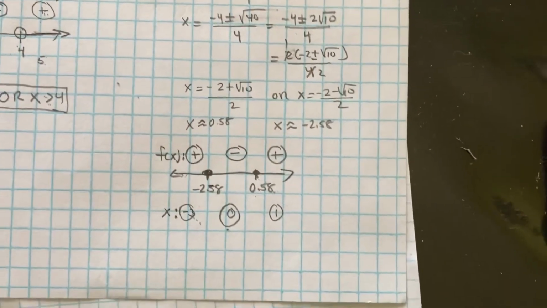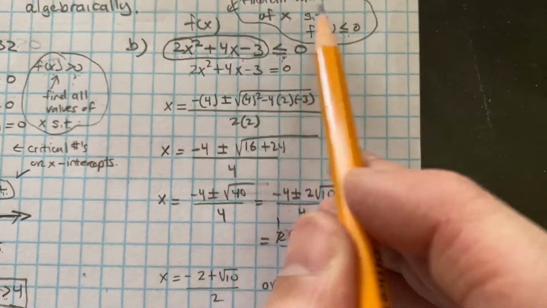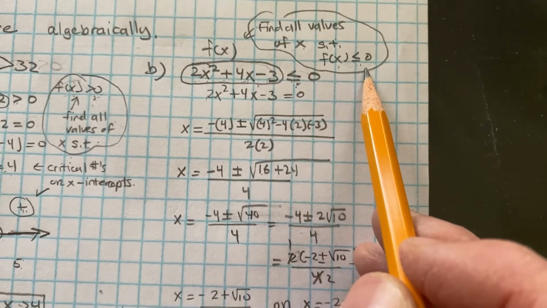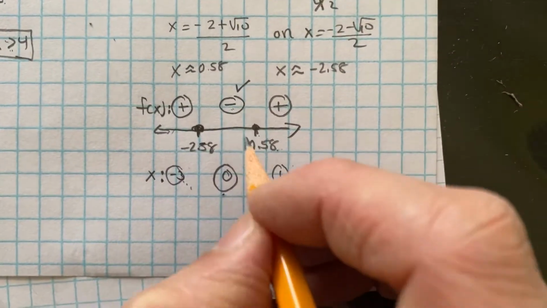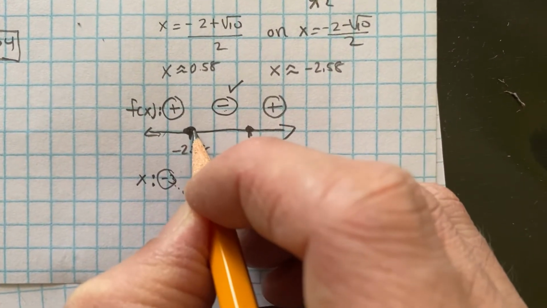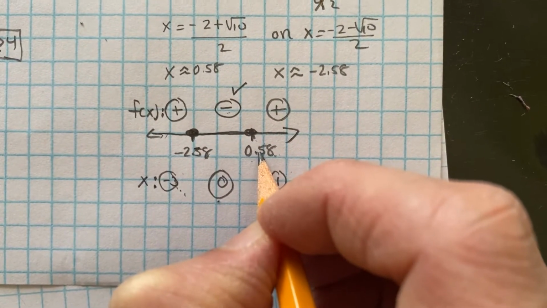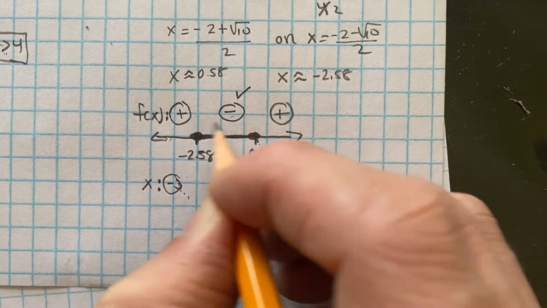All right, so is the answer going to be right here, right here? Well, no, this time it's saying find all x values such that f of x is less than or equal to 0. So I want to see where y is negative. Well, y is negative right here, right? So all the x values will be numbers between 0.58 and negative 2.58. It's in this region. So this is my solution set.